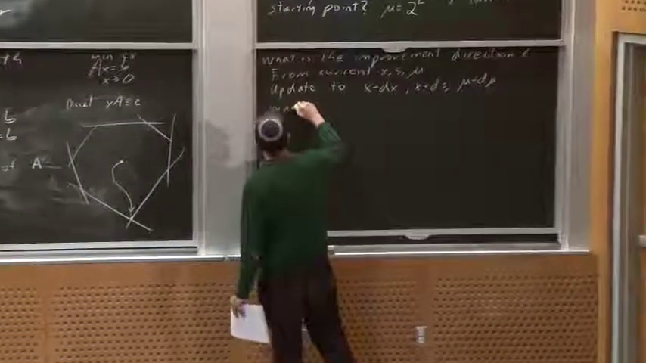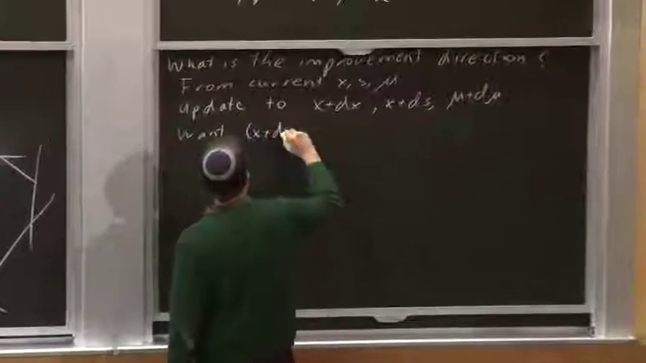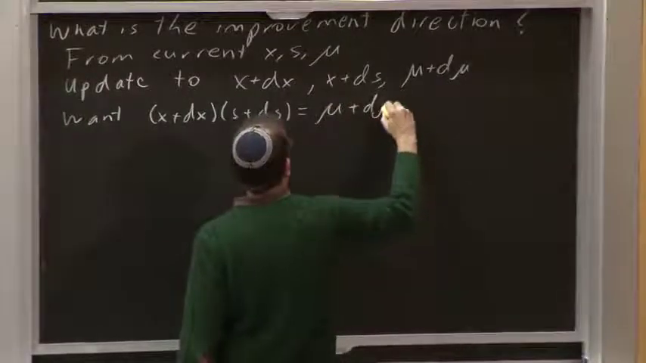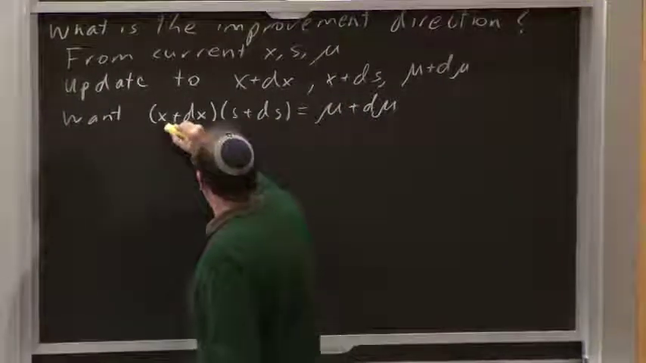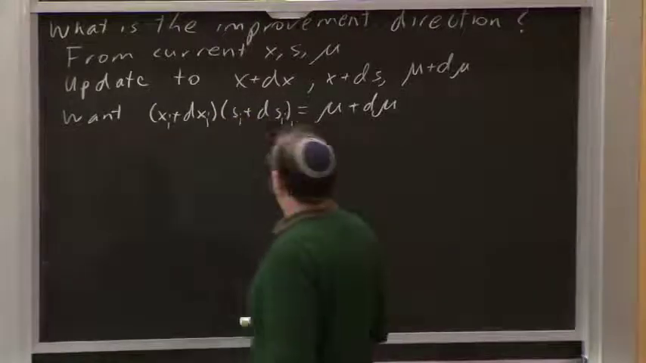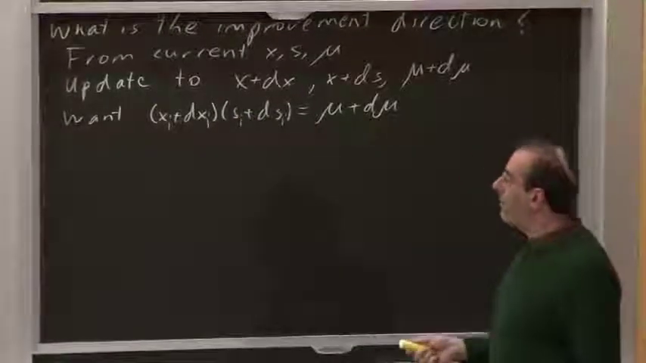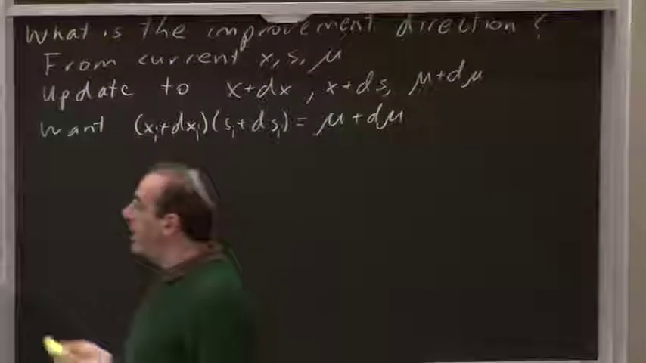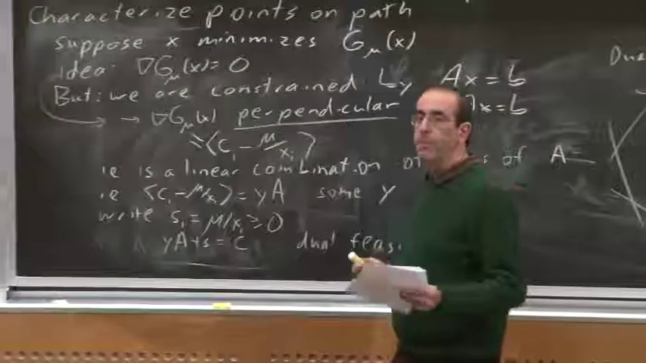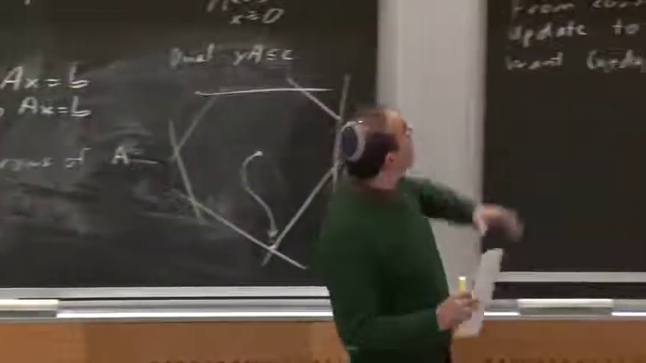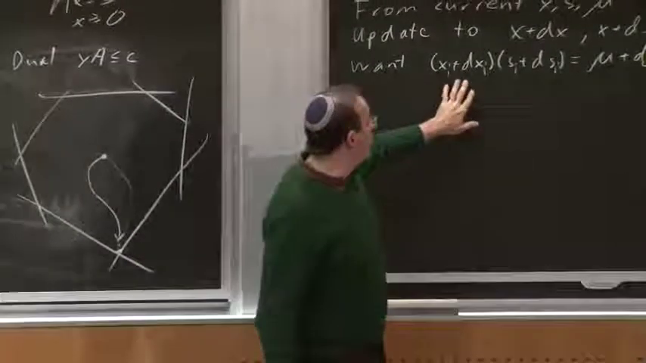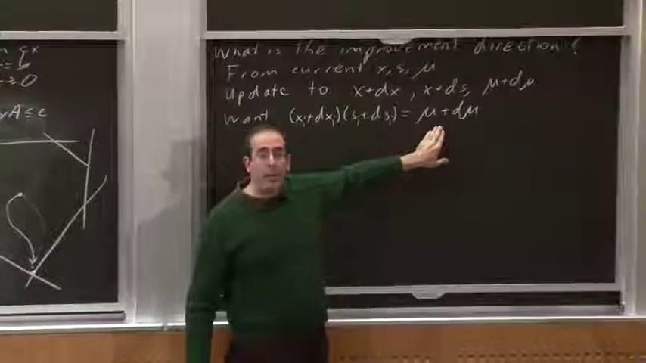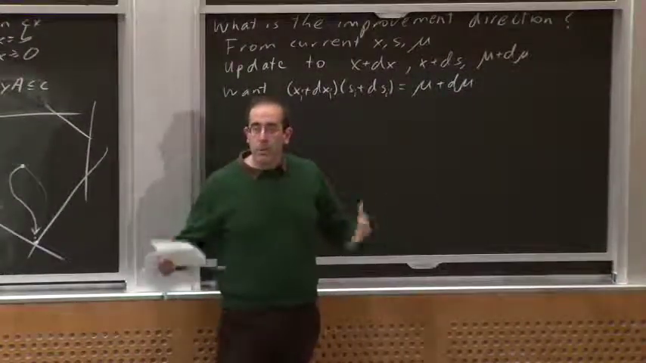So what we want is for (x plus dx) times (s plus ds) to equal mu plus d mu, for each xi plus dxi. So this, again, is the characterization that we got for the central path, which doesn't talk about derivatives anymore. It just says that all the xi, si products have the same value mu, right? That's what gives us a point on the central path. So if we can arrange for our (xi plus dxi) times (si plus dsi) products to all have the same value mu plus d mu, then we know that we're still on the central path.